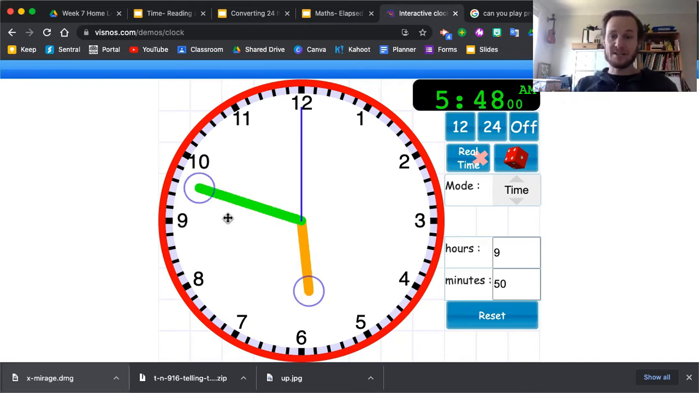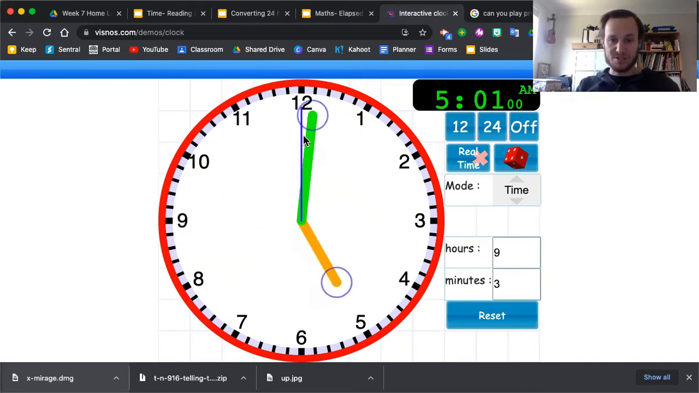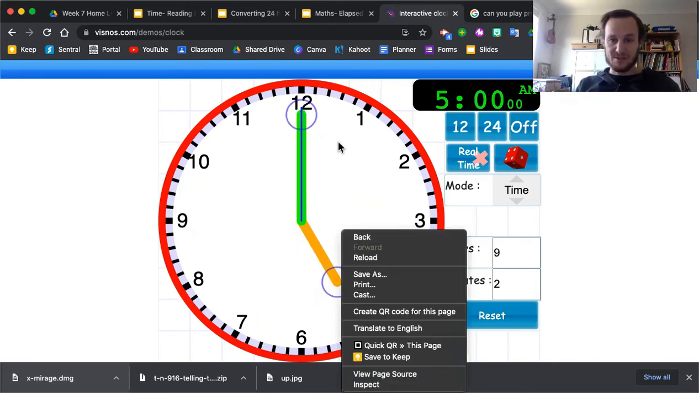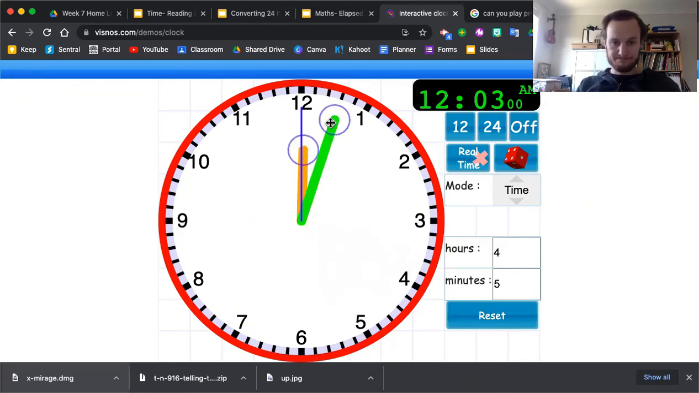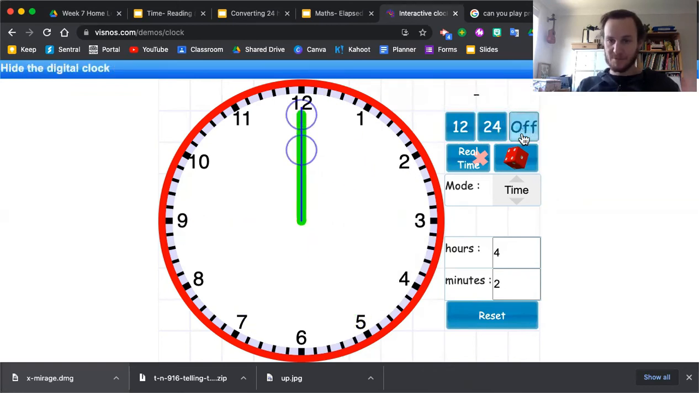All right, so let's just see if we can, I wonder if we can show a clock. And I wonder if I can turn off the time. Can I turn it off? Cool. All right.